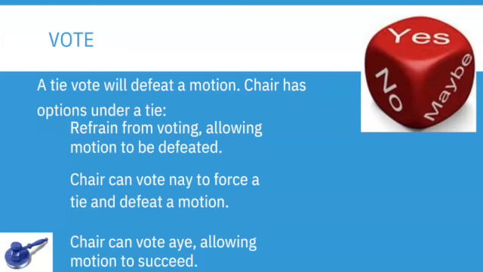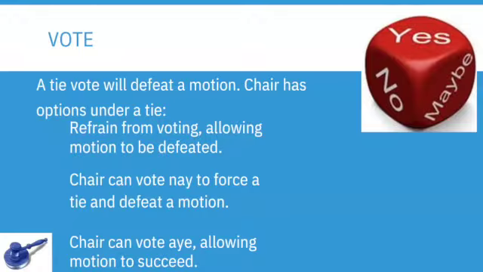This is only in a tie vote. Usually, remember, the chair is neutral. Chair doesn't usually debate. So if the chair doesn't debate and it's automatically a tie, it still falls. The chair can decide to vote yes or no. And if they vote no, it still defeats the motion. But if they vote yes, the motion will succeed. And this is only in a tie vote.